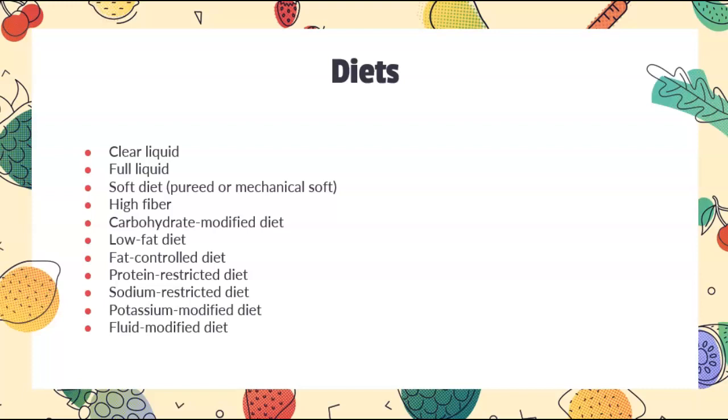Carbohydrate modified diet. This is often used in diabetes because carbs break down into glucose, so diabetic patients need consistent carbs and meal timing. A low-fat diet is used in prevention and treatment of atherosclerosis, heart disease, and hyperlipidemia. In low-fat diets, the unhealthy saturated fats and trans fatty acids should be substituted with the healthier unsaturated fats.